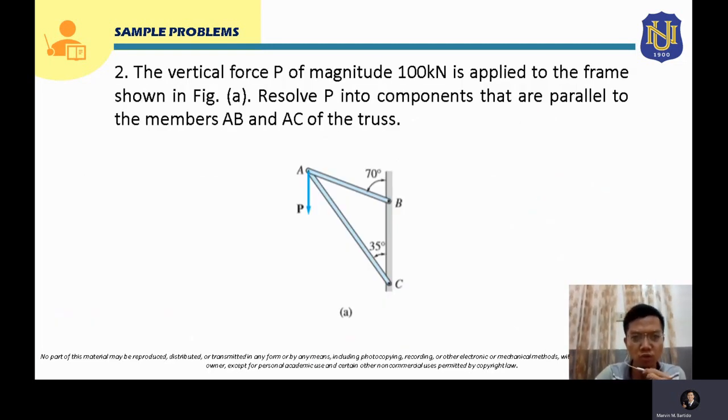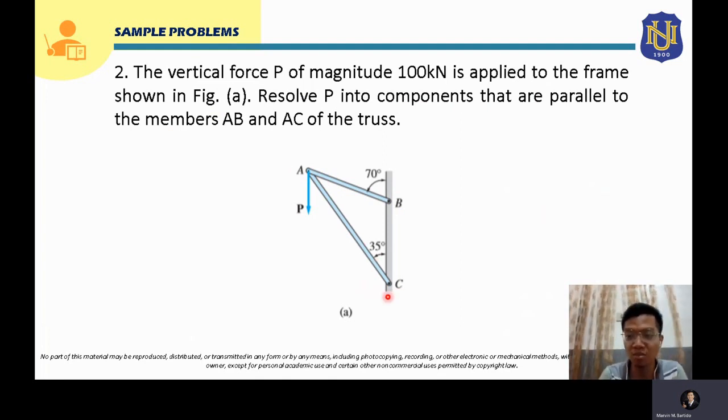So let's solve sample problem number 2. The vertical force P of magnitude 100 kilonewton is applied to the frame shown in figure A. Resolve P into components that are parallel to the members AB and AC of the truss. So for this problem, the given is a force P. This force P is actually the resultant given for this problem. So we have to resolve P, that resultant, into its components, those components that are parallel to the members AB, so this is member AB, and this member AC.